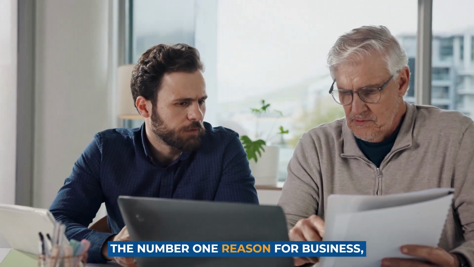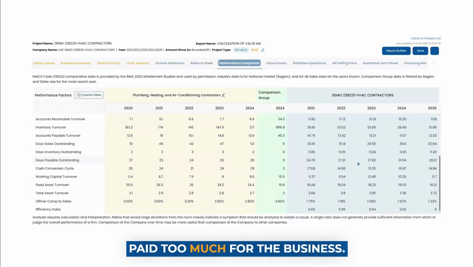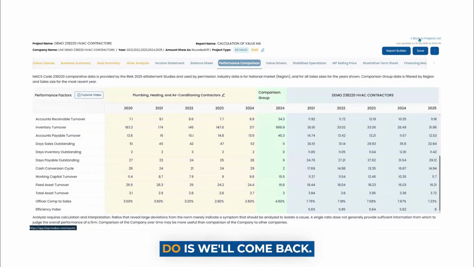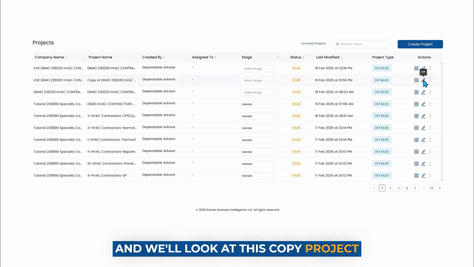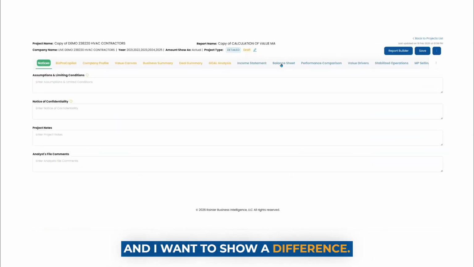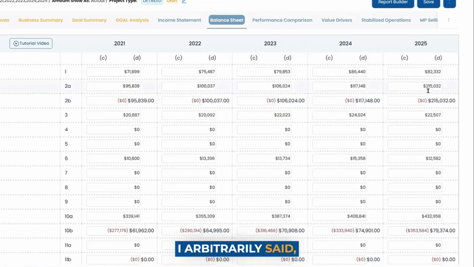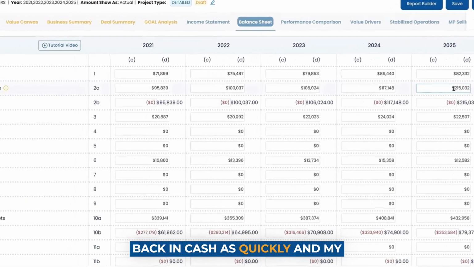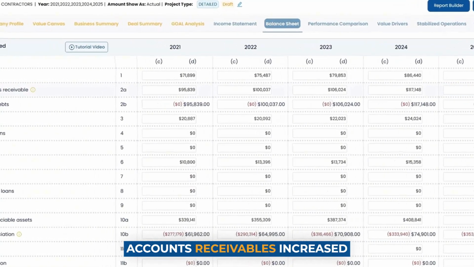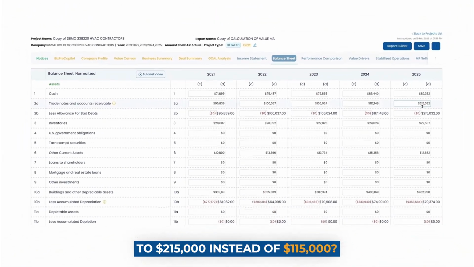The number one reason for small business failure is lack of working capital, not because they paid too much for the business. So now what we'll do is we'll come back and we'll look at this copy project, and I want to show a difference. What I did was I increased my accounts receivables by $100,000. I arbitrarily said, what if all this profit didn't come back in cash as quickly and my accounts receivables increased to $215,000 instead of $115,000?